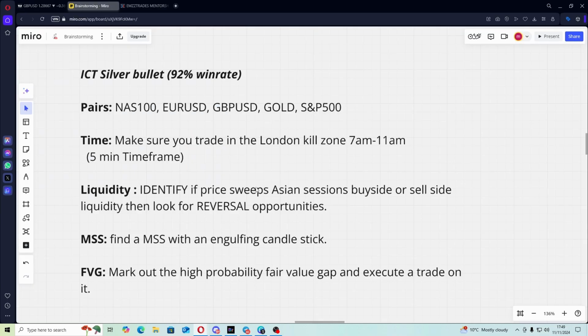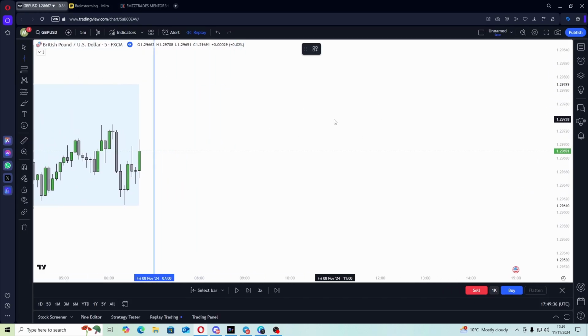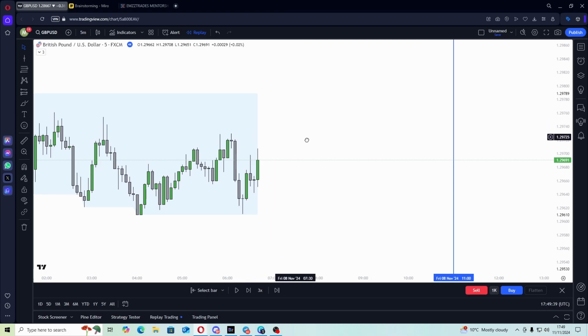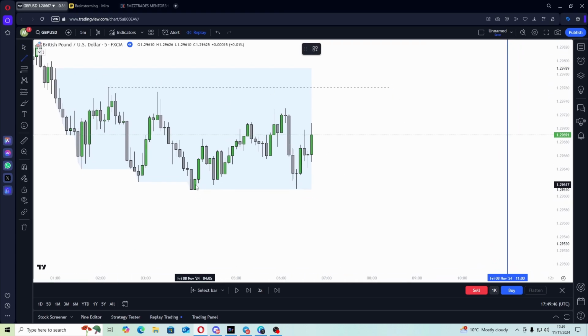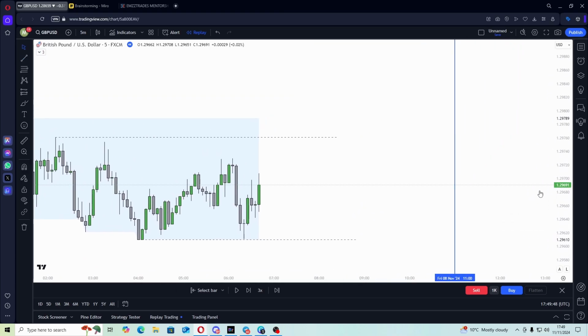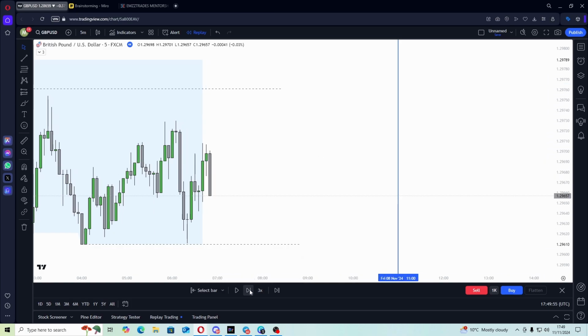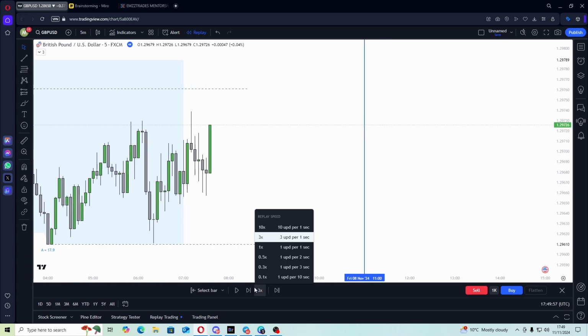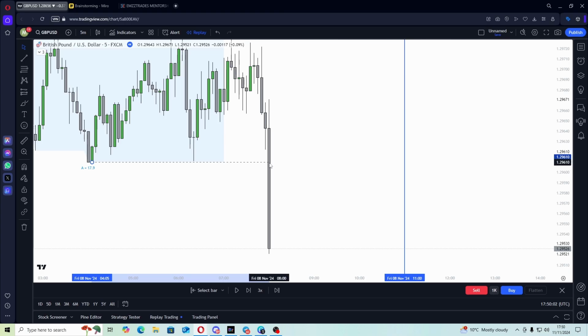Now, you need to identify price sweeps, Asian sessions, buy side or sell side liquidity, and then we look for reversal opportunities. I'm going to show you exactly what I mean by this right now, okay? So, we're going to be marking out the highs of Asian session, which is in the blue area right here. This is the highest point right here, and this is the lows right here, okay? So, we need to see which side of liquidities actually get swept out first, if it's the highs or the lows. So if I play price forward, you're going to see it's just fluctuating right now. And you can see it's completely just taken out the lows of Asian session, okay?